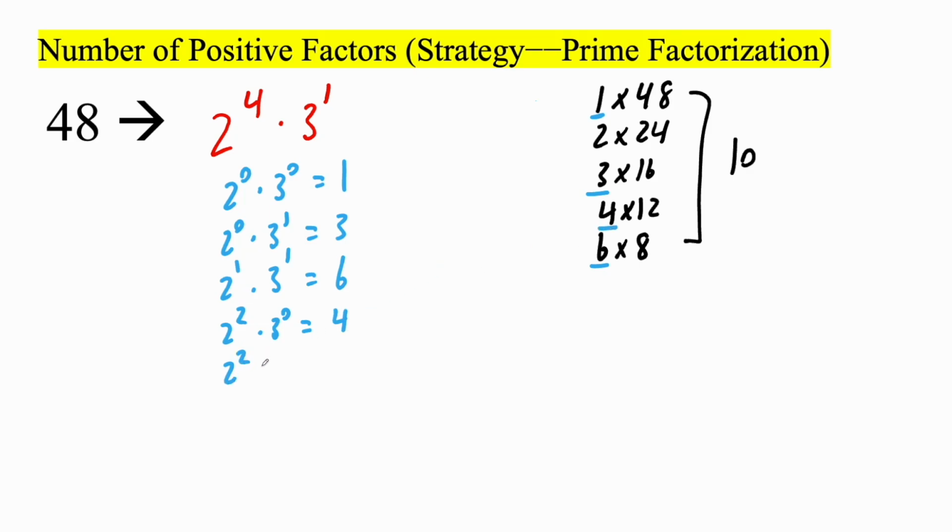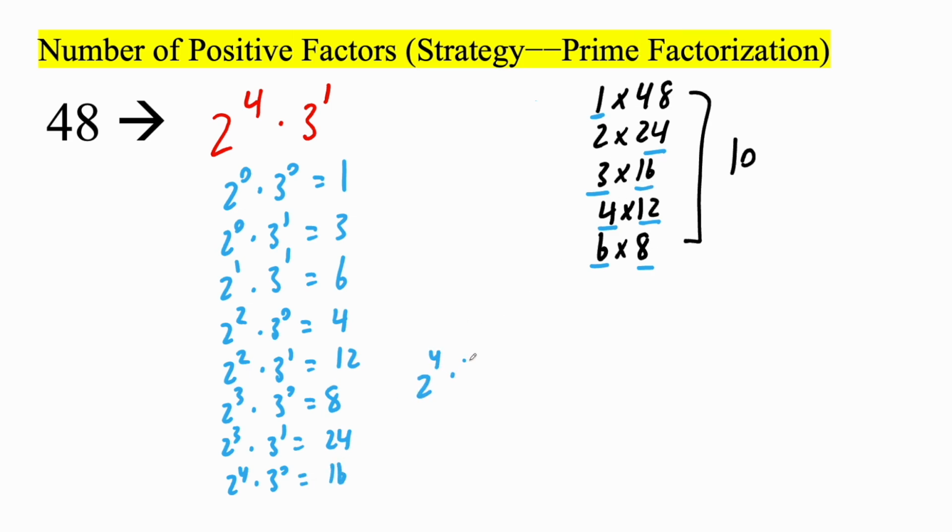Then we could do 2 raised to 2 times 3 raised to 1, and we're going to get 12, another option. Then 2 raised to 3 times 3 raised to 0 gives 8, another option. 2 raised to 3 times 3 raised to 1 gives 24, again another option. Then 2 raised to 4 times 3 raised to 0, we get 16. We're almost there. Last one, 2 raised to 4 times 3 raised to 1, and we get 48. So we see we get everything to be the same.